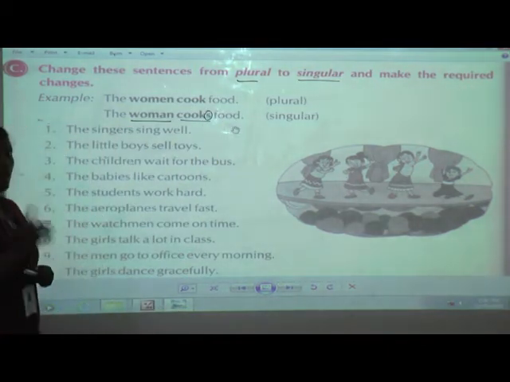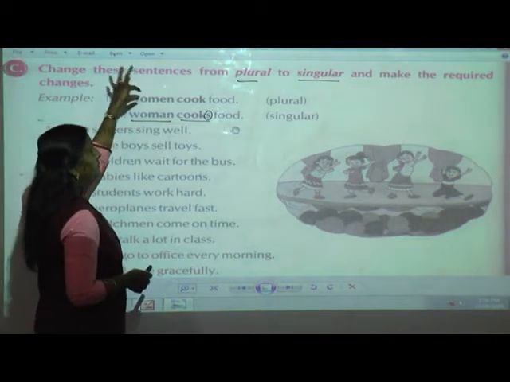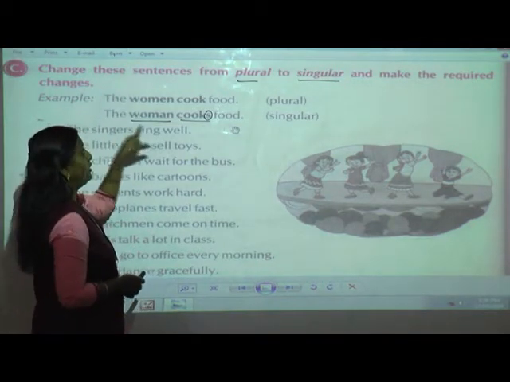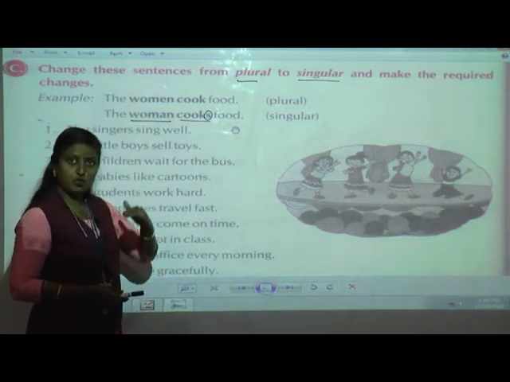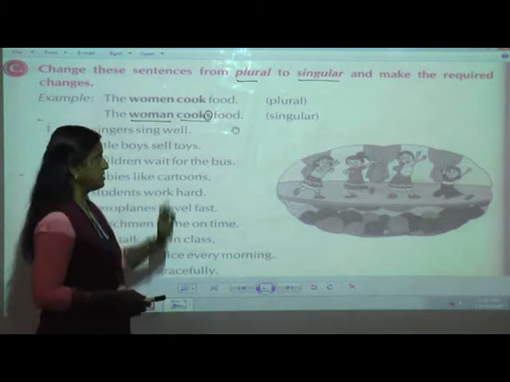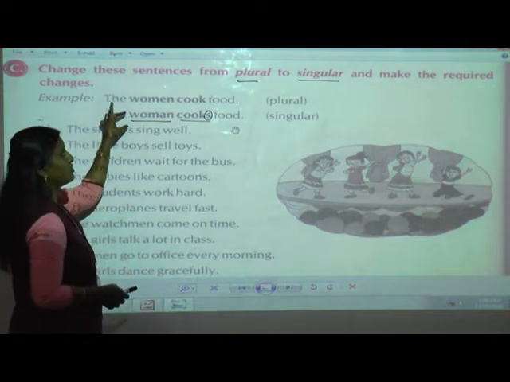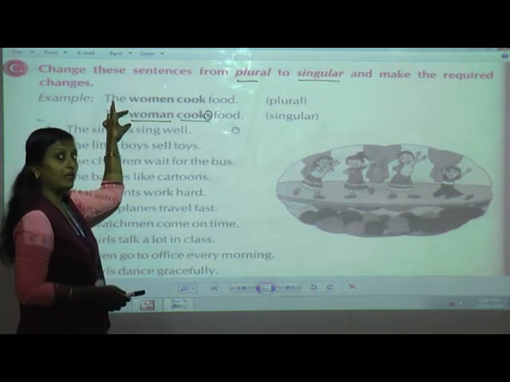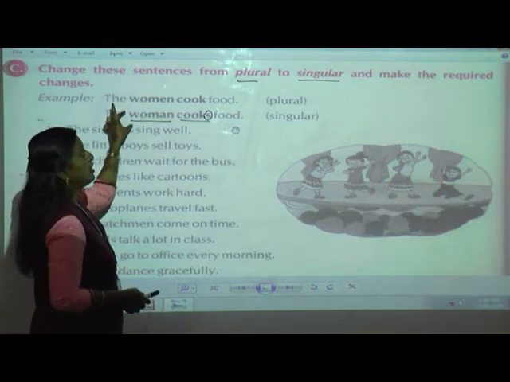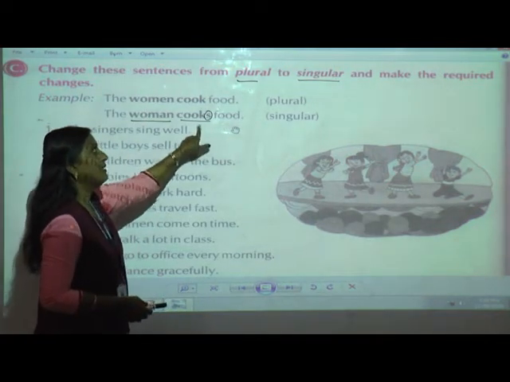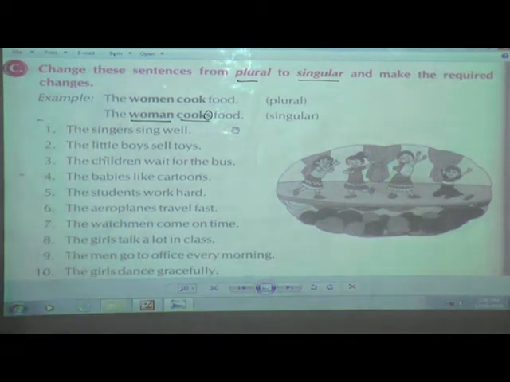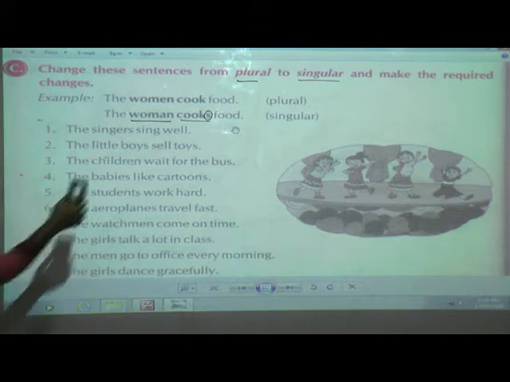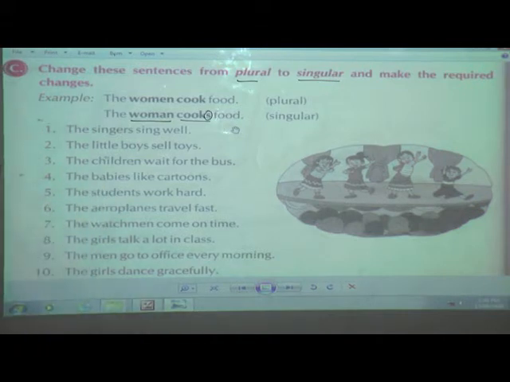Got it, students? Again I'll repeat. We are changing the plural sentence into singular and we have to make some required changes. So this plural has been changed into singular. Women, what is the singular of women? Yes, woman. So what will I do for the verb? I will add s. Got it? When we solve some examples, you'll come to know what I have done. Okay, you also do it in your book.